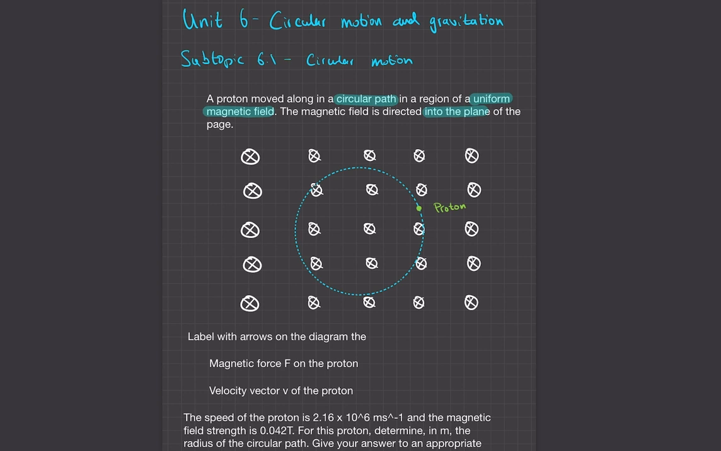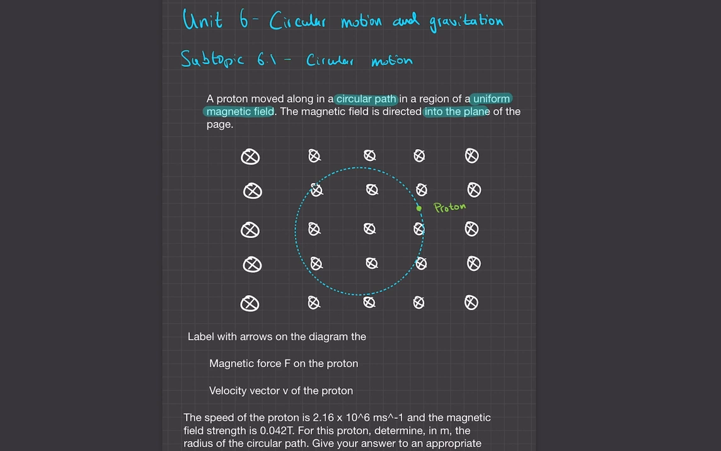Today we're going to be looking at Unit 6, Circular Motion and Gravitation, with a specific focus on a subtopic. We're looking at this topic. I'm going to talk about the equations later, but first we'll talk about circular motion.